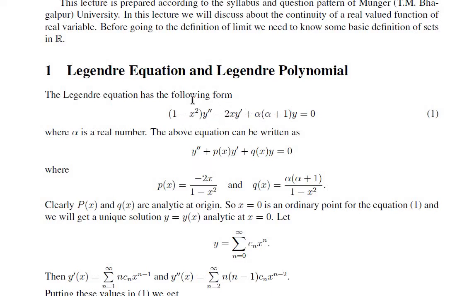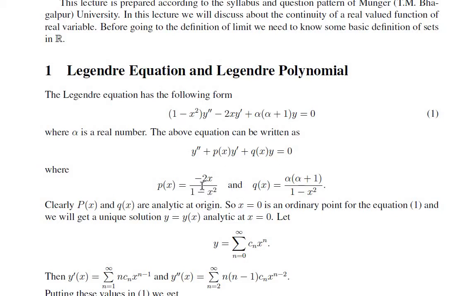So see, this equation can also be written as ((1 minus x square) y dash) dash, because if we take the derivative, this will come. Instead of this, we can divide by the term 1 minus x square. So it will be y double dash minus 2x by (1 minus x square) y dash plus alpha into (alpha plus 1) by (1 minus x square) y. So see, p(x) is this and q(x) is this.